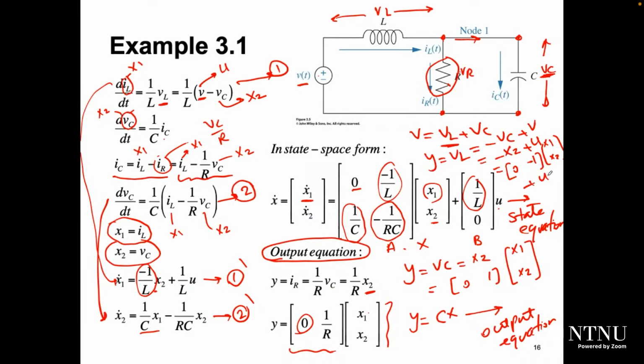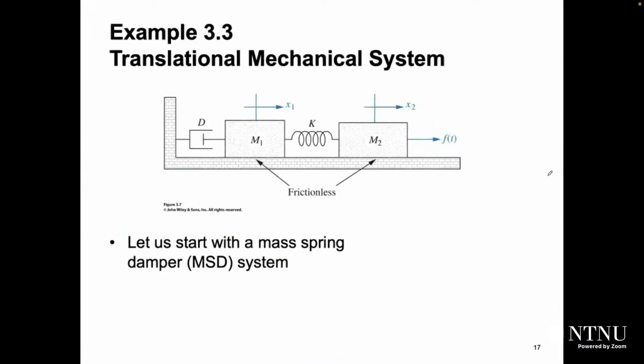So the output equation is different. Anyone can select a different output equation. But the most important thing here is to get the state equation correctly, because the state equation is fixed. It is a fingerprint of your system. So now we will finish here.